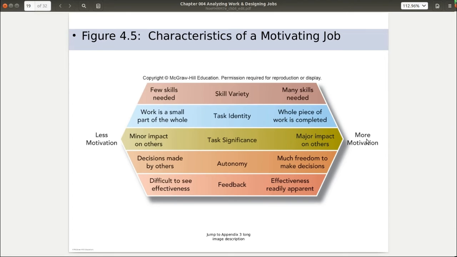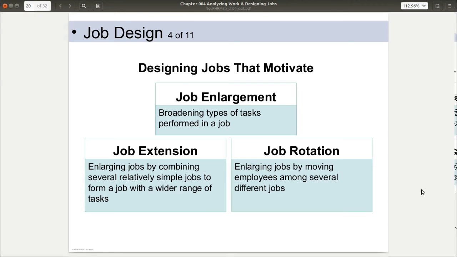When you start thinking about more motivation, you need more skills. Maybe you're seeing an entire piece. Instead of just one leg, you're seeing the entire chair. Or maybe you have a major impact on others. In other words, a physician, a doctor may have a major impact on others. So when you start thinking about the characteristics of a motivating job, these are the types of things that make jobs much more motivating. Now, in designing those motivational jobs, there's different things you can do.